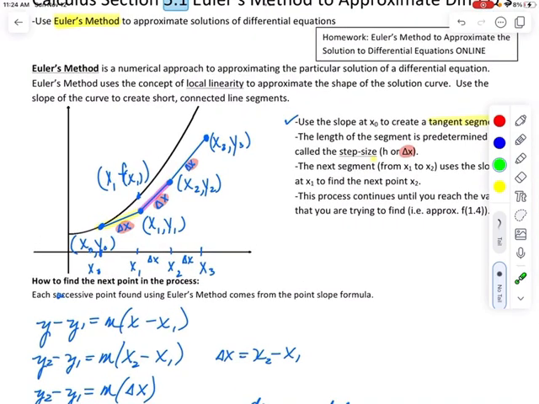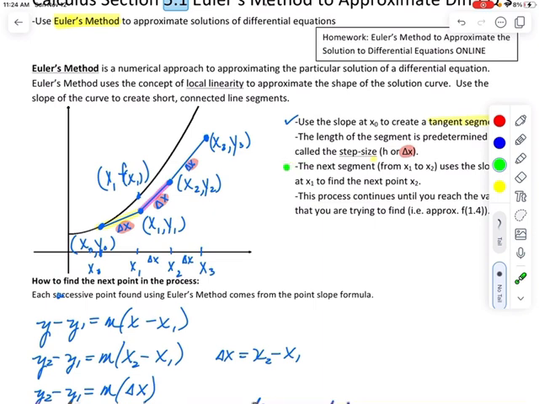Now, we want to use the slope at x sub 0, so we're going to use the slope of what that would be. Let me draw a real quick tangent line. So you see the tangent line would be kind of like that. And then we've got this delta x that we want to consider. We say the length of the segment is predetermined. I'm going to make it really small, say 0.5, 0.1, or whatever it is, but you're going to make it small to consider a step size for delta x.